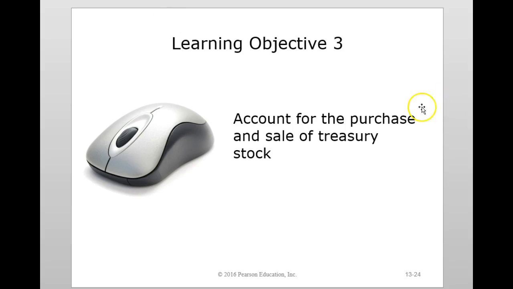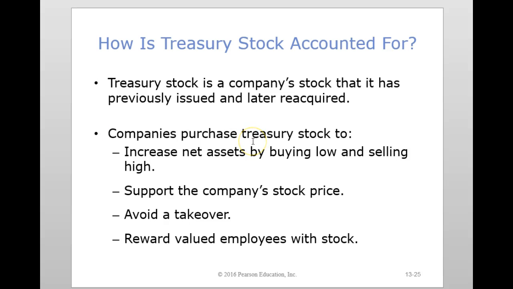So objective 3 is treasury stock. And treasury stock is when the company itself buys back common stock that's on the market. And that's either because it's very low and it's a really good buy, or they want to pull in the amount of shares out so that they can support the stock price. So you've got increased net assets by buying low and selling high. It's a good deal. You want to support the stock price by getting some of the stock off. You want to pull in shares to keep from having a takeover.